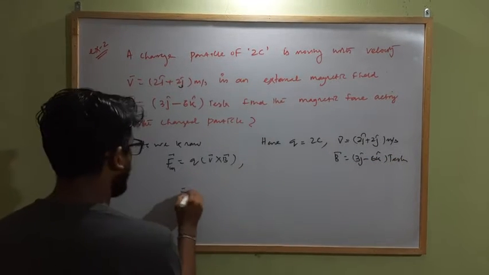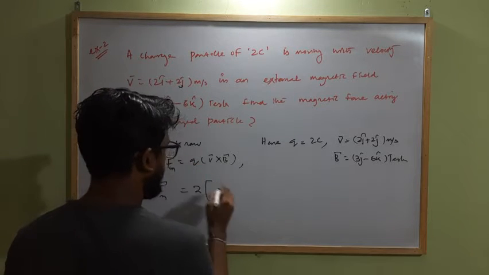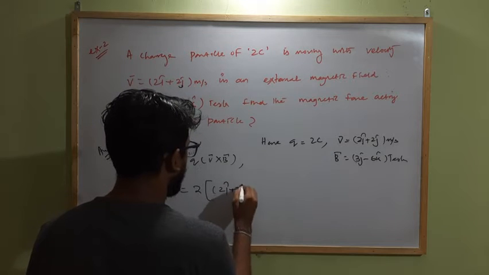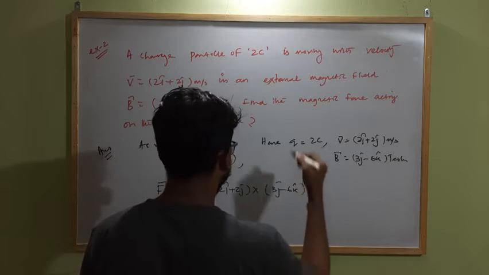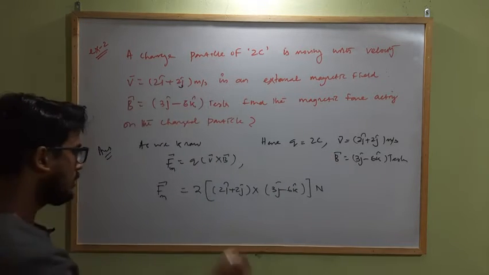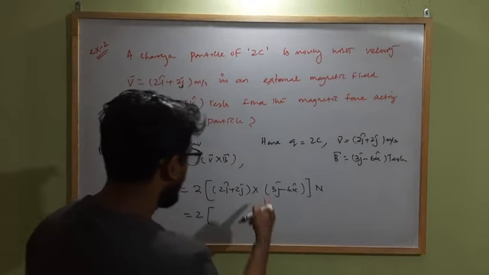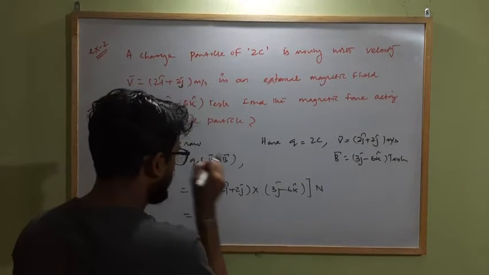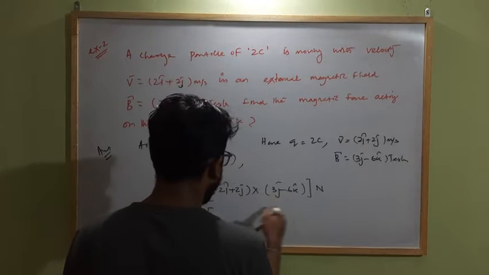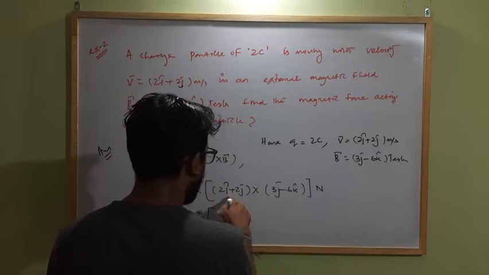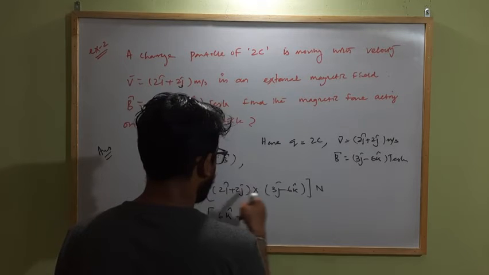So using this we will get the magnetic force Fm equal to 2 into (2i cap plus 2j cap) cross (3j cap minus 6k cap) Newton. Clear? This is equal to 2 into this cross this, 2i cap cross 3j cap minus 6k cap. So what we will get? 2i cap cross 3j cap, 2 into 3 is 6, i cross j equal to k, so 6k cap, minus 6 into 2, 12.